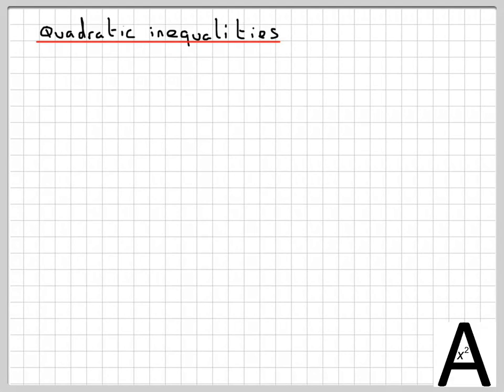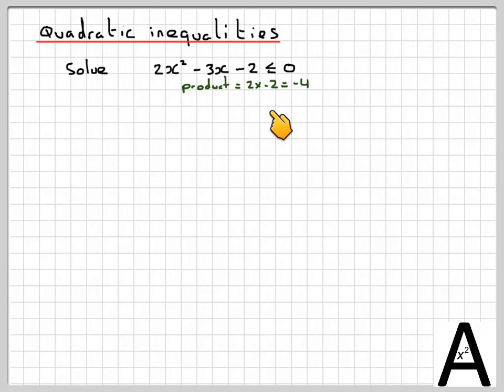Quadratic inequalities. Solve the inequality 2x squared minus 3x minus 2 is less than or equal to 0. So we attempt to solve the quadratic like we normally do by trying to factorize. So the product will be 2 times minus 2, which is minus 4, and the sum will be minus 3. We want two numbers whose product is minus 4 and whose sum is minus 3.